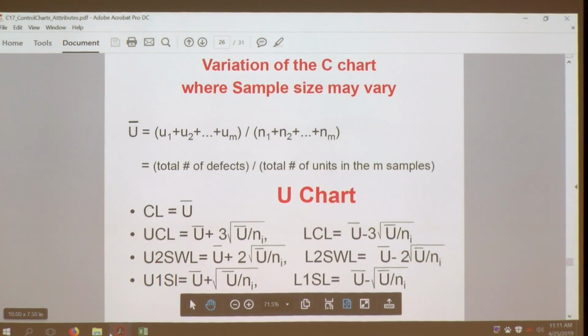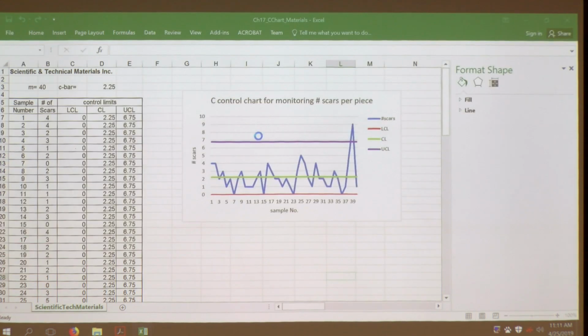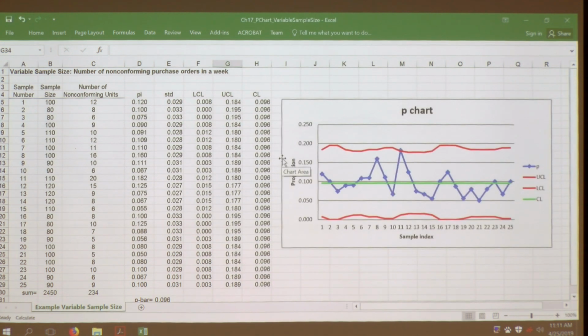So I think I have an example of variable sample size. Yeah, this is another one, variable sample size. Please note, here, control limit is not a constant anymore. Why is it not a constant? Because this is a sample size. You see, previously we all had constant sample size, 50, 40, or 100. But now you have 100, 80, 80, and then you have 90. This often happens in industry processes because it's very hard for you to maintain the constant sample size.